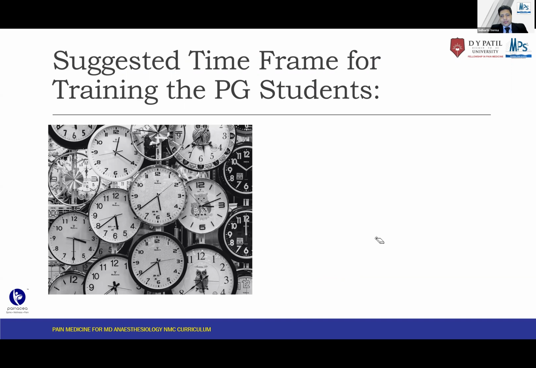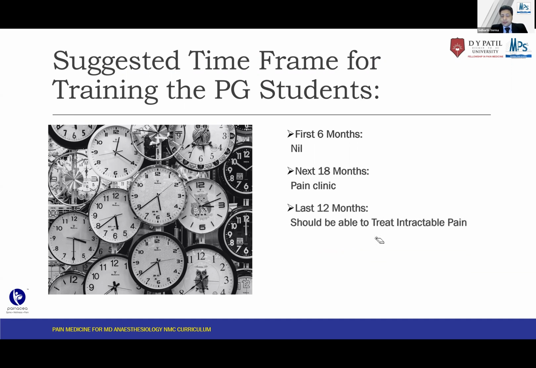Now coming to the suggested time frame for the training of the PG students. For the first 6 months, there is only one mention of the physiology, which is to be studied, and that is a theoretical skill. For the next 18 months, the pain clinic posting is there, which is recommended. And the last 12 months, the postgraduate student should be able to treat intractable pain. At the end of the 3 years, they should have skills to manage intractable acute and chronic pain both.